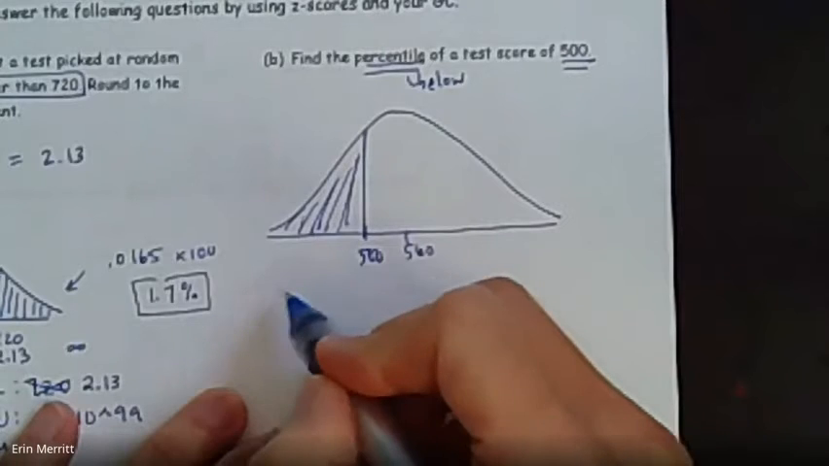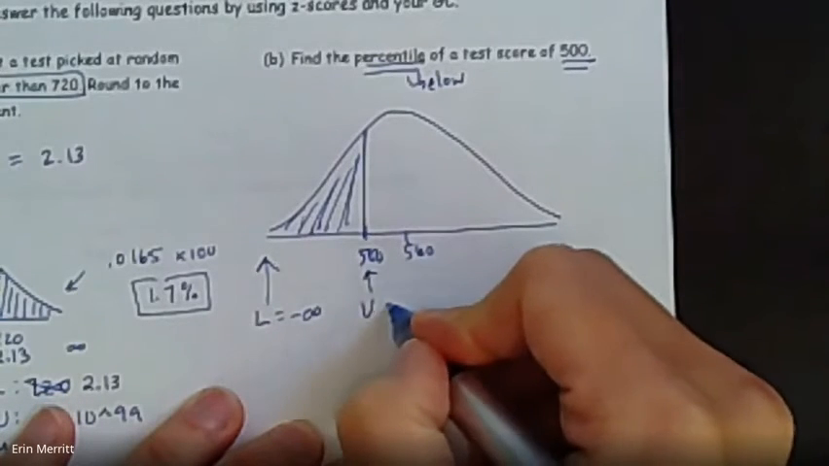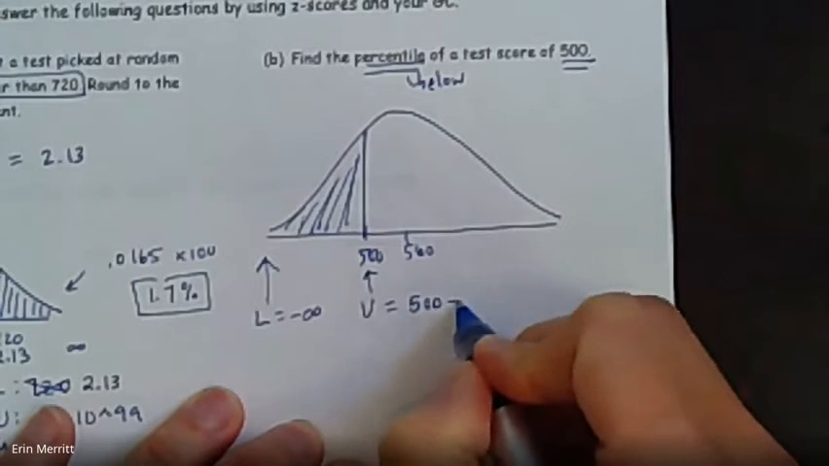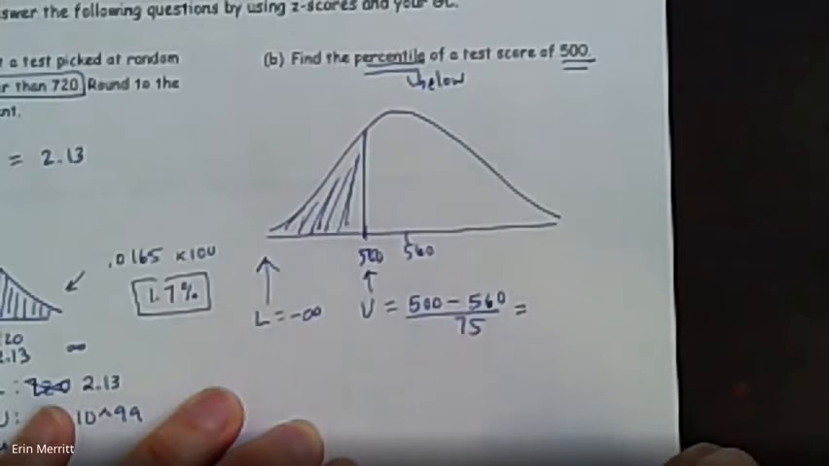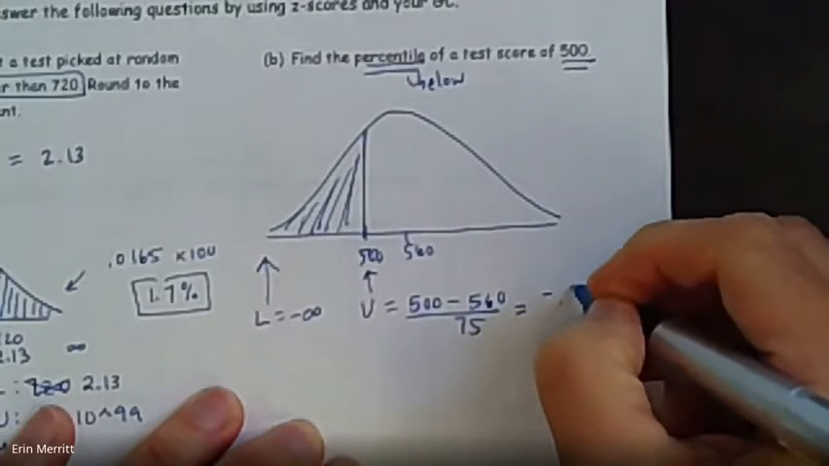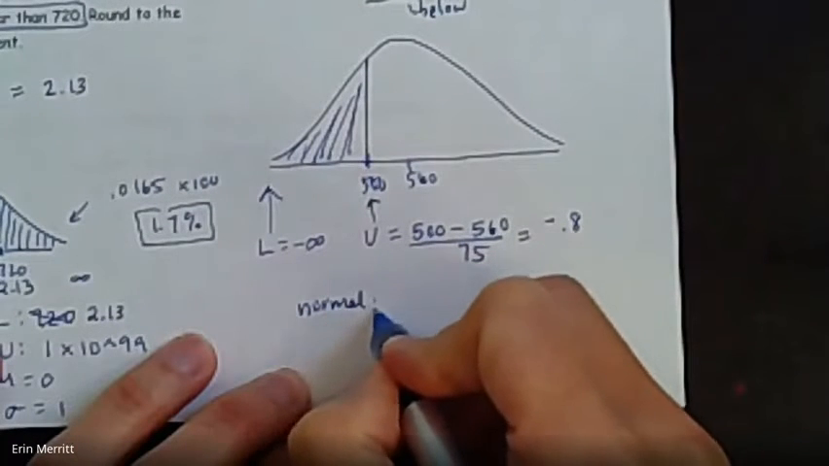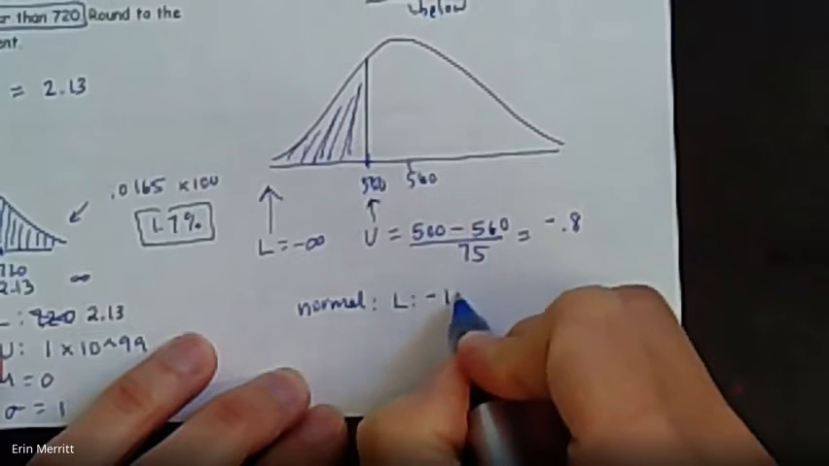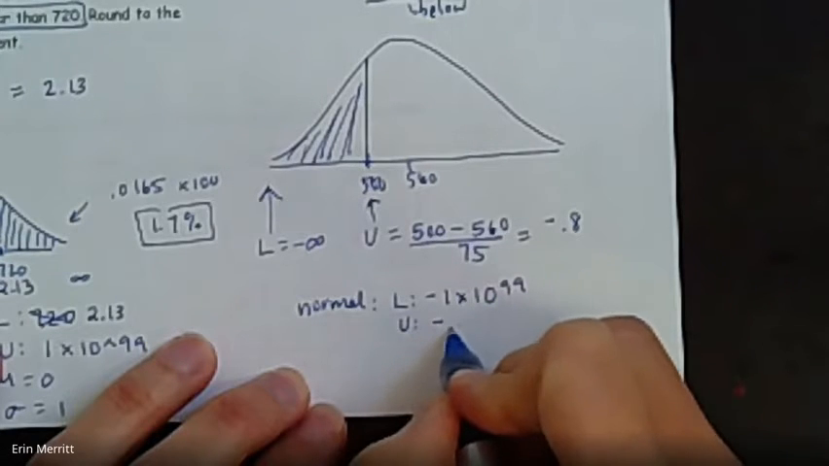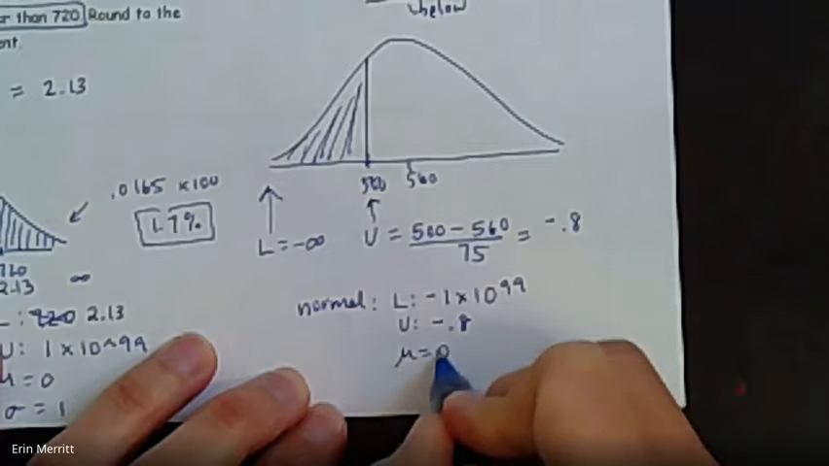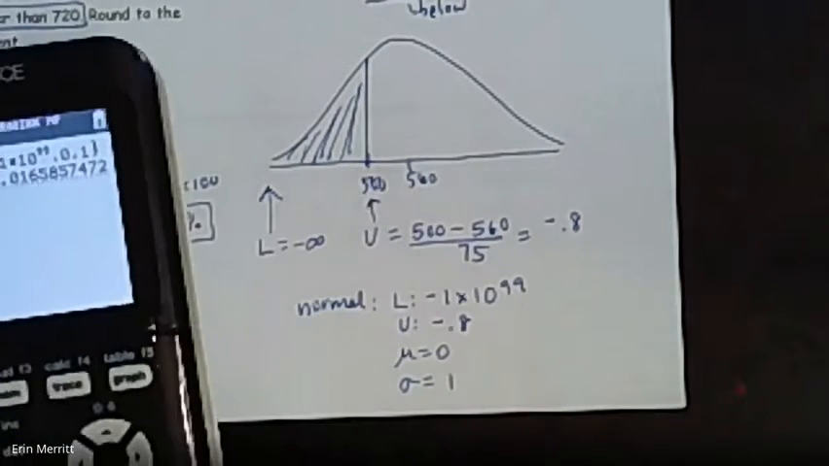So in that case, my lower bound is going to be negative infinity. For my upper bound, let's calculate the z-score: 500 minus 560 divided by 75. You can grab your calculator. That comes out to be negative 0.8. So when you do the normal CDF, now you've got your values going in. The lower bound is negative 1 times 10 to the 99th power, your upper bound is negative 0.8, your mean is 0, and the standard deviation is 1. Those stay consistent anytime we use z-scores.